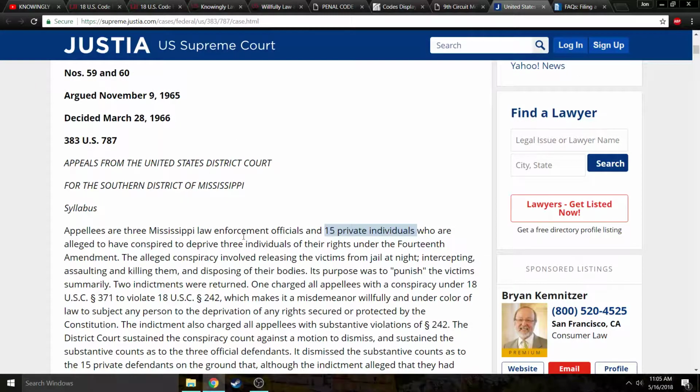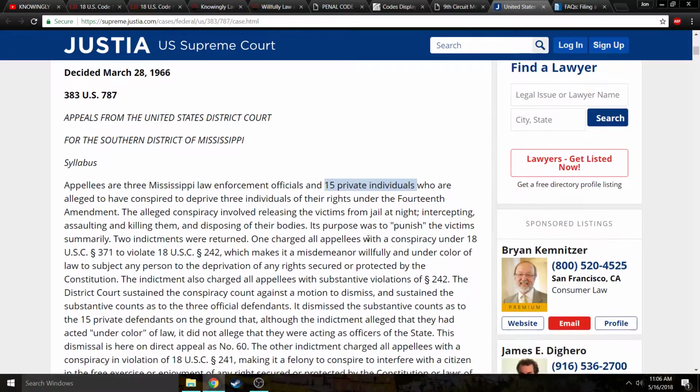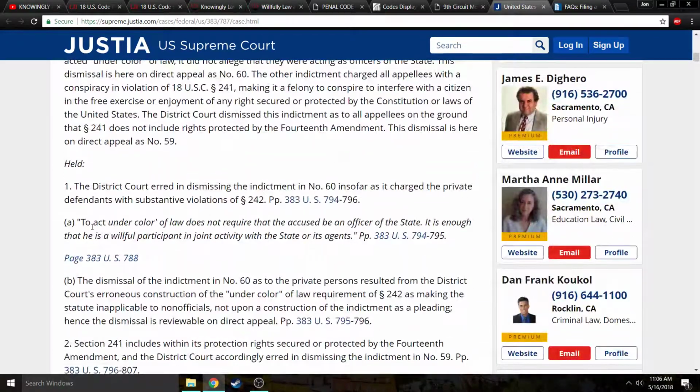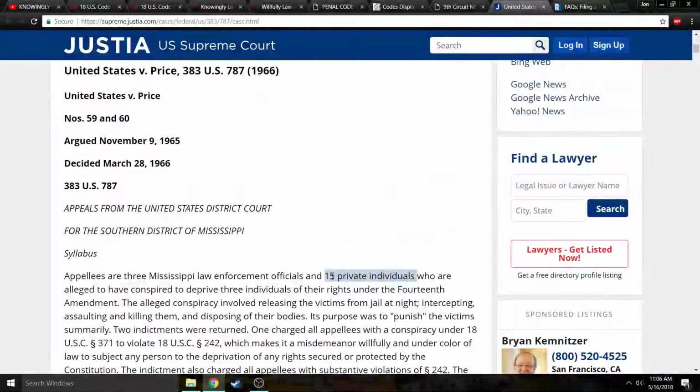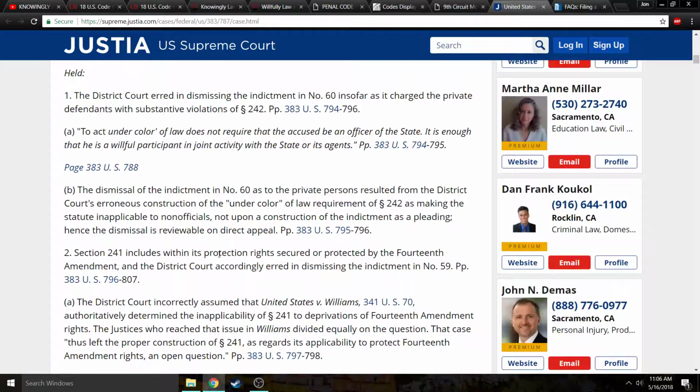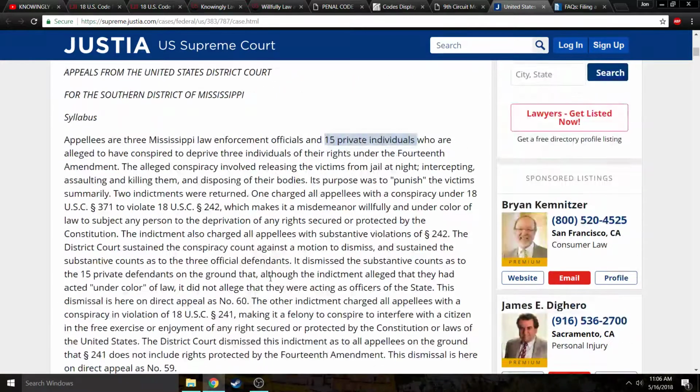In this case, 3 Mississippi law enforcement officials and 15 private individuals went out to basically kill a bunch of black people. And the court held that to act under color of law does not require that the accused be an officer of the state. It is enough that he's a willful participant in joint activity with the state or its agents. So because the 15 private individuals acted in concert with the law enforcement officials, then 18 U.S.C. 242 applies.